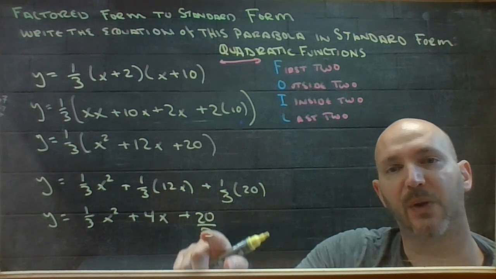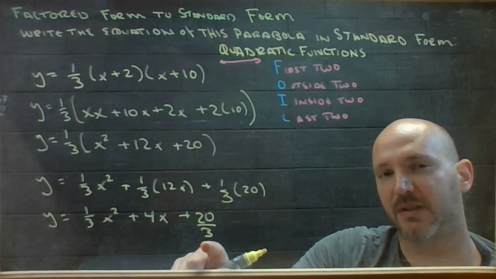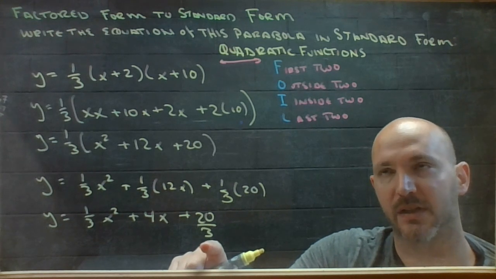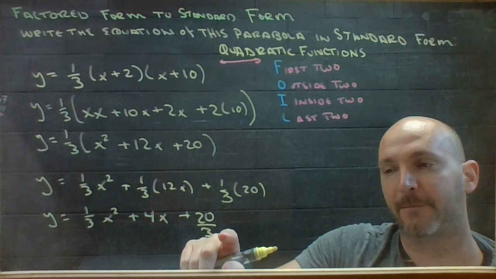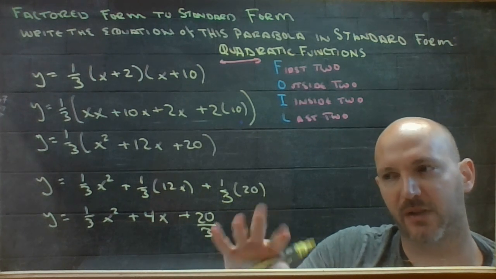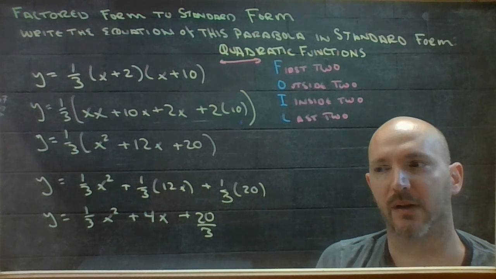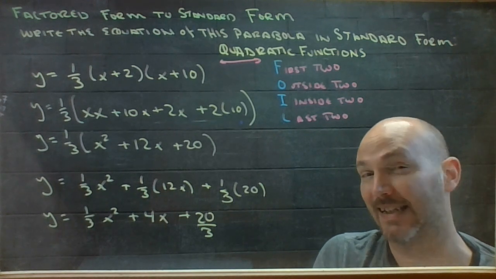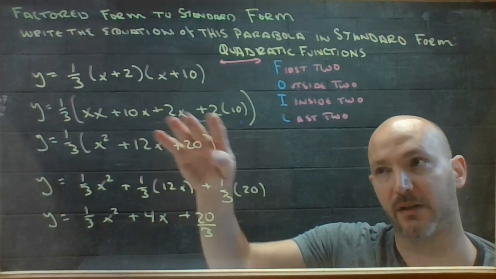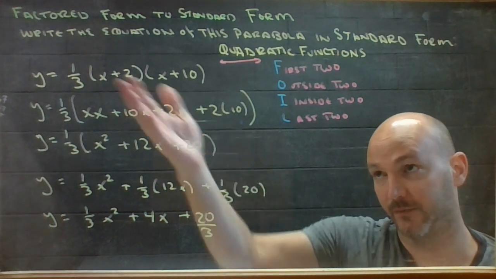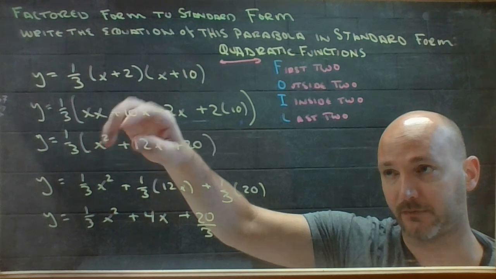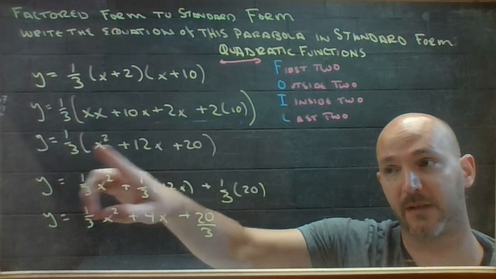It's actually preferred to leave it as 20 divided by 3 instead of 6.66666, because this has no rounding error. As soon as you try to make this a decimal, you're clipping it off at some point, and your equation isn't exactly what the original was. So there you go. Factor to standard. Do your FOIL first, then apply the number out front.